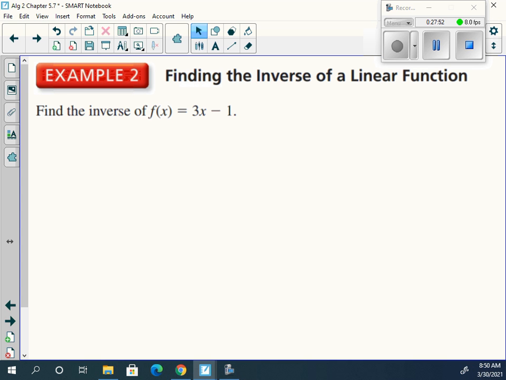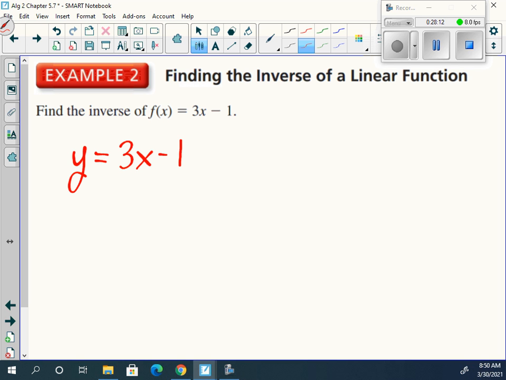Now that we got through that part, finding inverses, this is where we're actually going to flip the x and y that I talked about earlier. So if we want to find the inverse, step number 1 is to replace f of x with y. Step number 2 is going to switch x and y.